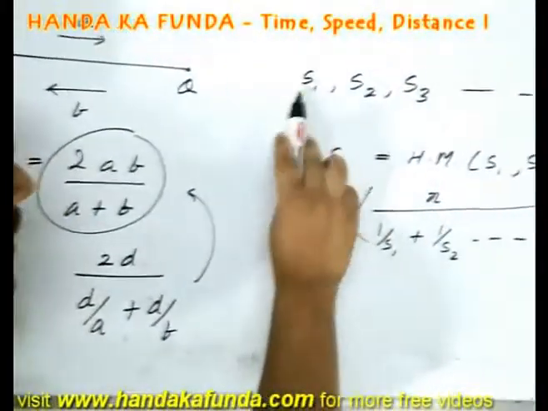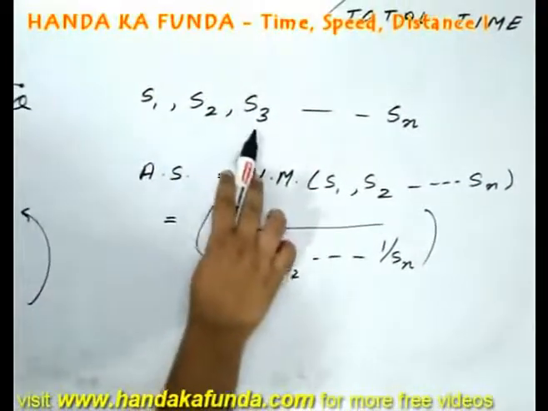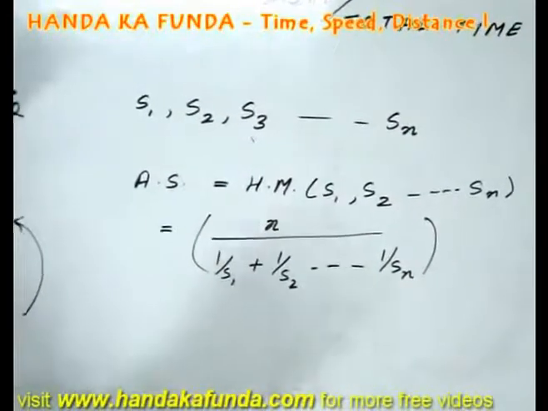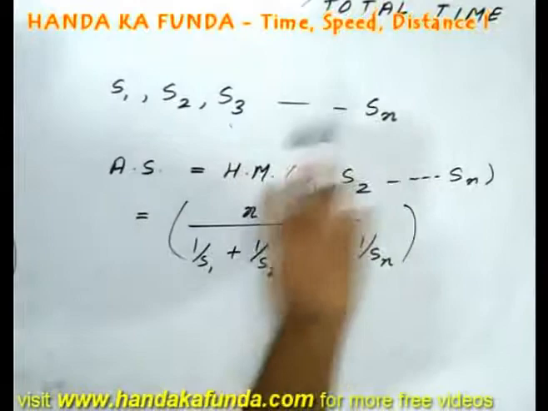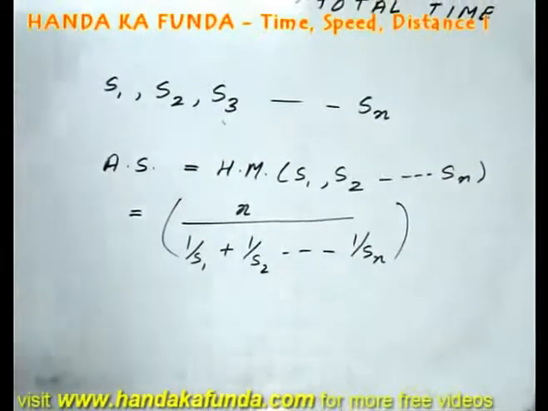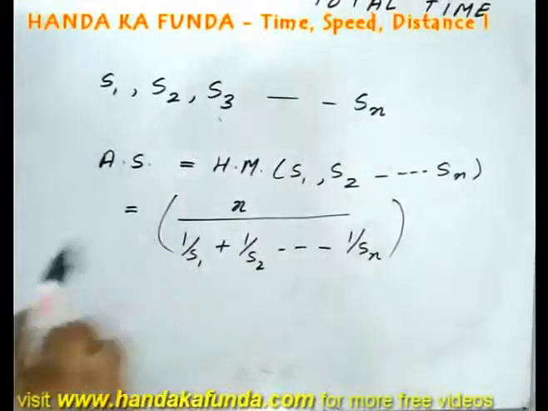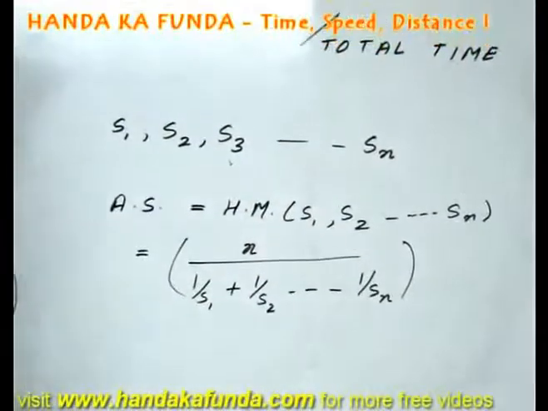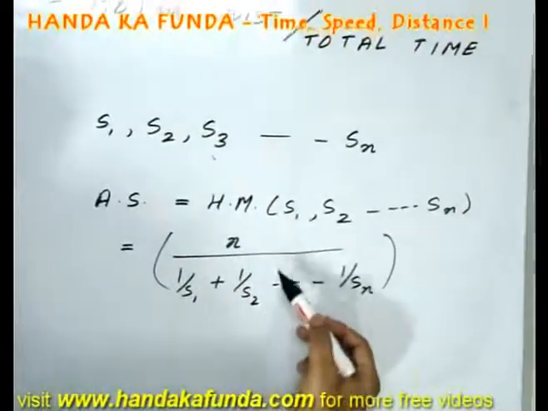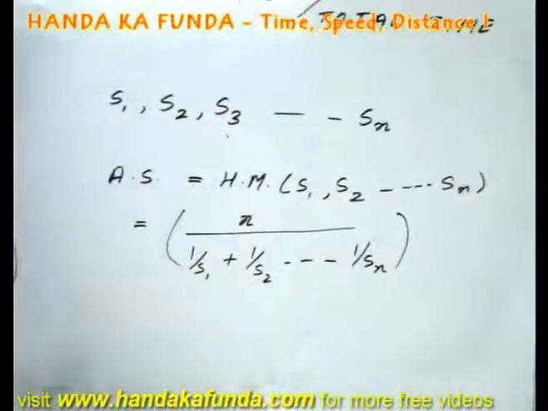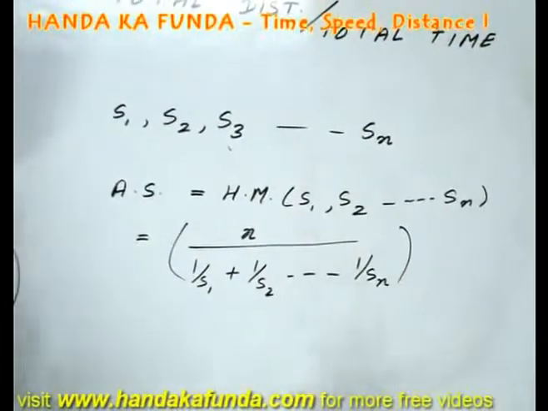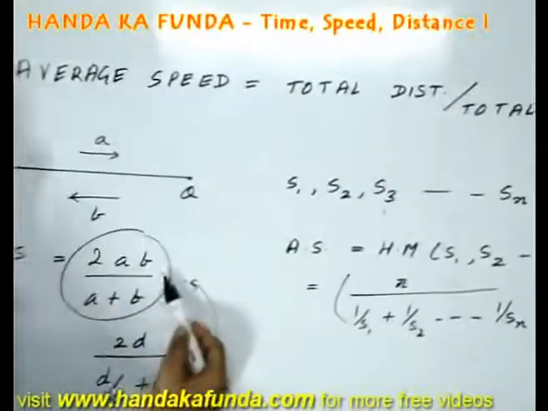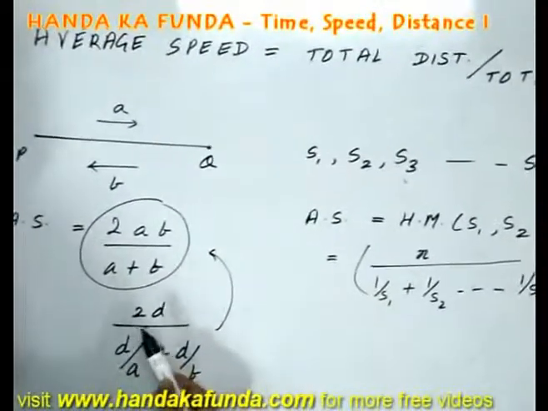So if a person goes with the speed of S1, comes back with S2, goes again with S3, comes back with S4, and the process goes on till Sn. That is, if the same distance is covered at various different speeds, then the average speed is not the arithmetic mean, or S1 plus S2 till Sn by n, but otherwise it is the harmonic mean of the values which are given. That is n by 1 by S1 plus 1 by S2 plus 1 by S3 till 1 by Sn. It's a very common mistake that people tend to make. So once again, average speed, if you go by A and come back by B, is not A plus B by 2, it is 2AB by A plus B.